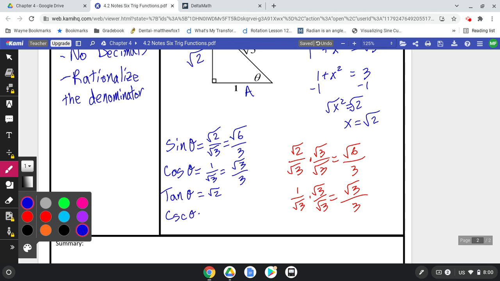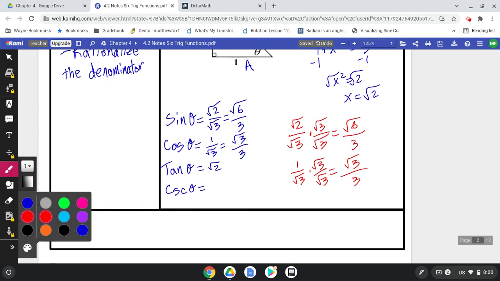So the cosecant, remember, is the reciprocal of the sine. So if we think back to what we had, the square root of 6 over 3, if we take that reciprocal, we would have 3 over the square root of 6. We can't leave it like that. So I'd multiply square root of 6 over square root of 6.